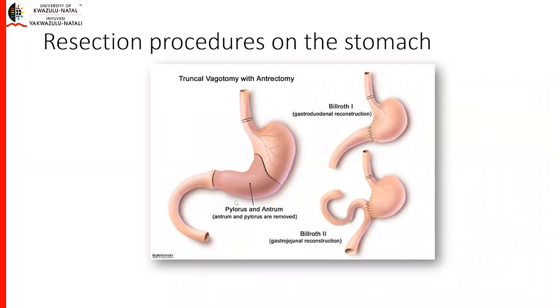Resection procedures involve an operation such as a resection of the pylorus and the antrum of the stomach, which is called an antrectomy. And the reconstruction may be a Billroth 1, which is a gastroduodenal reconstruction, or a Billroth 2, where the stump of the duodenum is left in situ and a loop of the jejunum is brought and anastomosed to the stomach. Now, guys, you don't need to know these in detail, but you just need to have an idea of the different types of gastric operations.